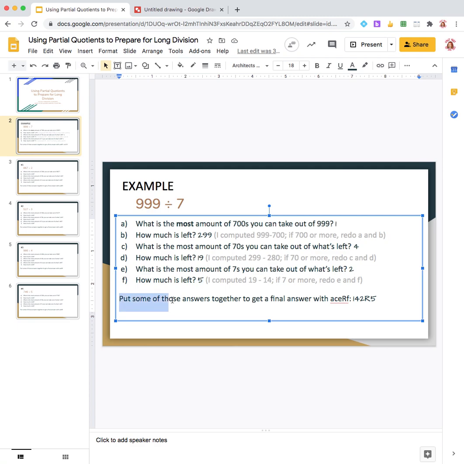So down the bottom here, it says put some of those answers together to get a final answer with A, the answer from A, C, the answer from C, E, the answer from E, remainder, that capital R, and then F, the answer from F. So that's the 100, because when I was focused on the hundreds amount, 4 tens when I was focused on the tens amount, 2 from when I was focused on just the ones amount, how many sevens I could take, and then the remainder in the end was 5. So I got my answer from picking the answer from A, the answer from C, the answer from E, remainder, the answer from F. 142, remainder 5.